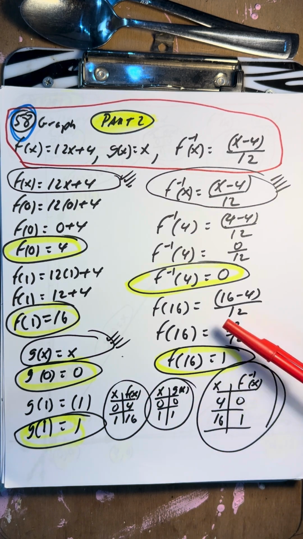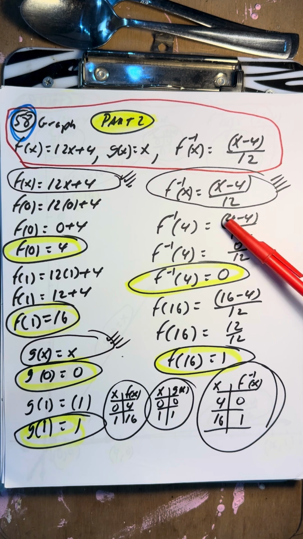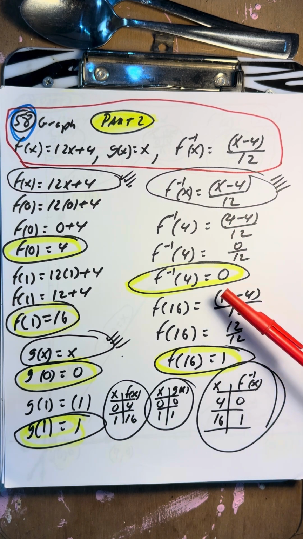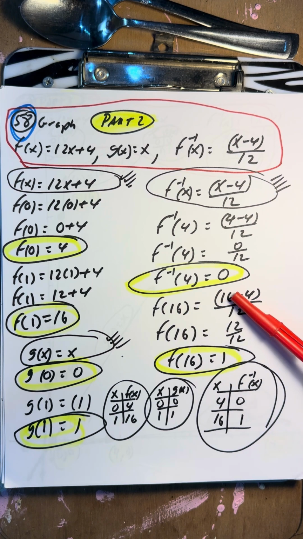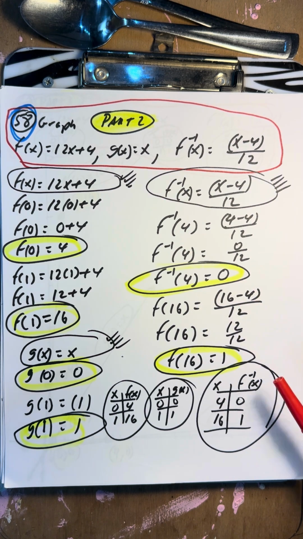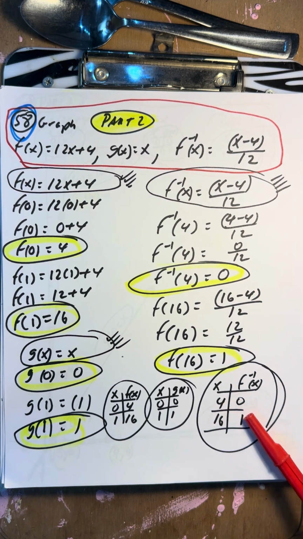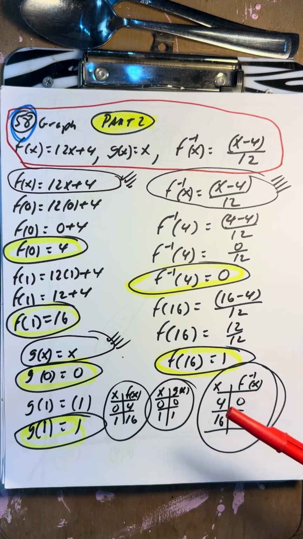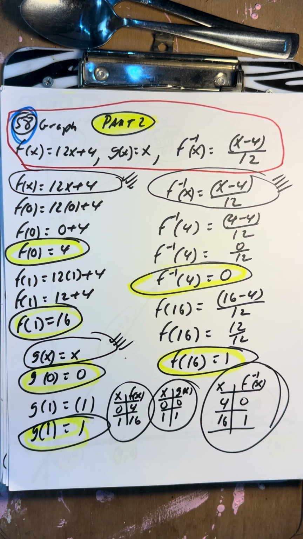If you put 4 back in the inverse, you get 4 minus 4 is 0, 0 divided by 12 is 0. You put 16 in there: 16 minus 4 is 12, 12 divided by 12 is 1. So (4, 0) and (16, 1). See how they are? Before it was (0, 4), (1, 16). Now it's (4, 0) and (16, 1). Once I have these pairs, can I graph them?